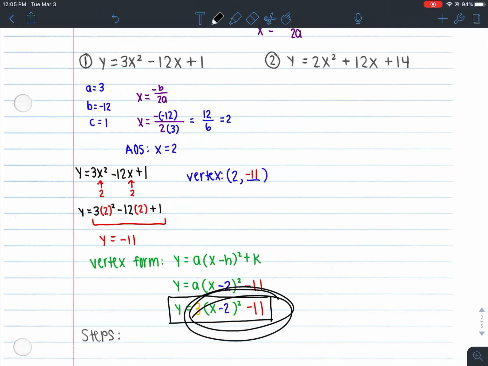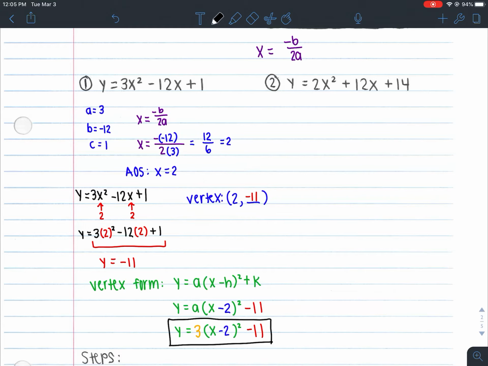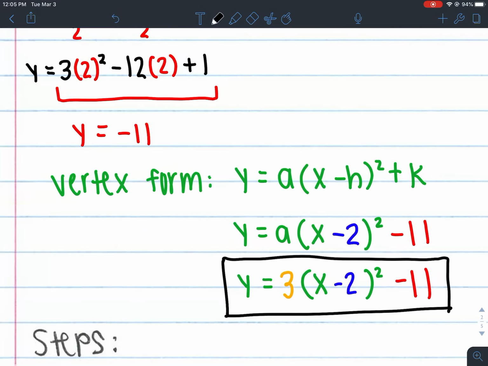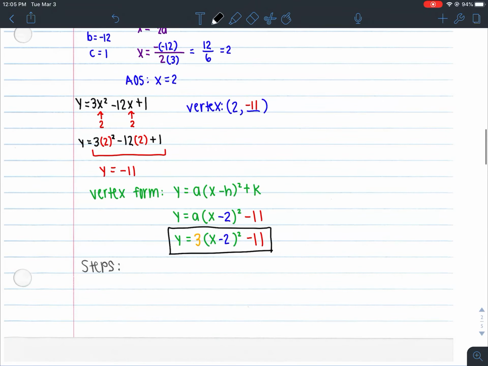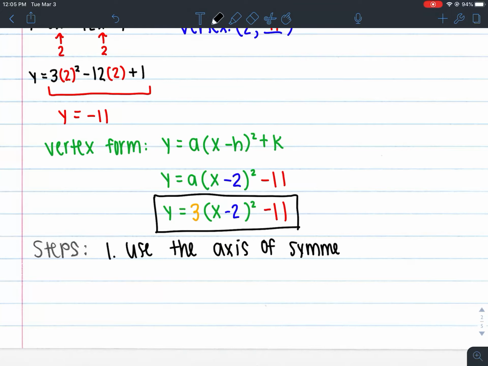So how did we get to negative 11 in the equation here? I had to find the vertex using the axis of symmetry formula. Okay, well, where did the a come from? Remember, the a is part of the original. We got the a from the original. If a is 3 in standard form, then it is going to be 3 in vertex form. So let's go ahead and write our steps here. The first step is use the axis of symmetry formula to find the vertex.